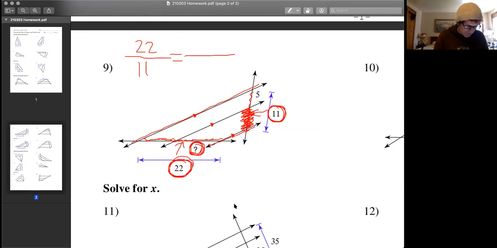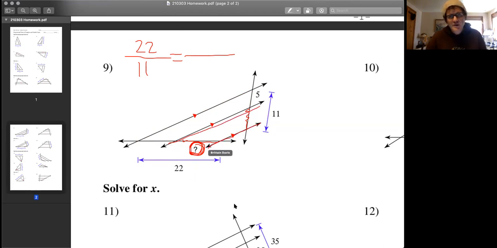Let me erase all this and we can focus on this. These two segments correspond. I don't know the length of the unknown number, but that's what I'm solving for, but I can figure out what this length is. How do I find that missing value?